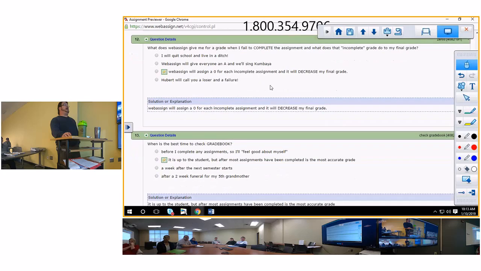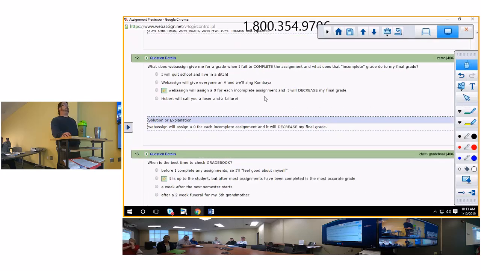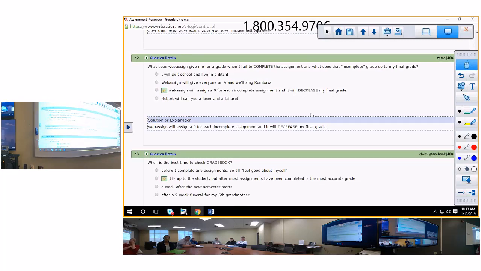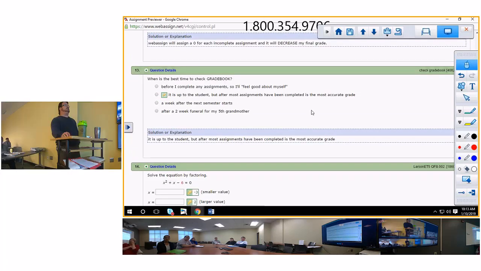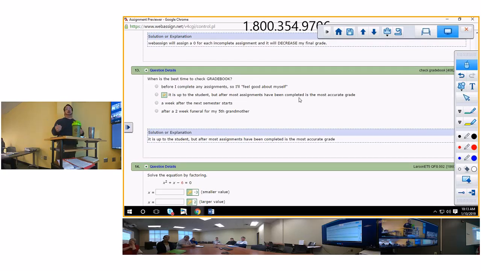Anyway, Webassign will assign a 0 for each incomplete assignment, and it will decrease my final grade. When is the best time to check Gradebook? It is up to the students, but after most assignments have been what? Completed. The best time to check Gradebook is that last week of class or finals when you have turned in your final exam. Why? Because all the grades are not in. If you check it right now, you've got a what? You've got an F. Because what you do is when you get grades, they take that F and it moves up and up and up.